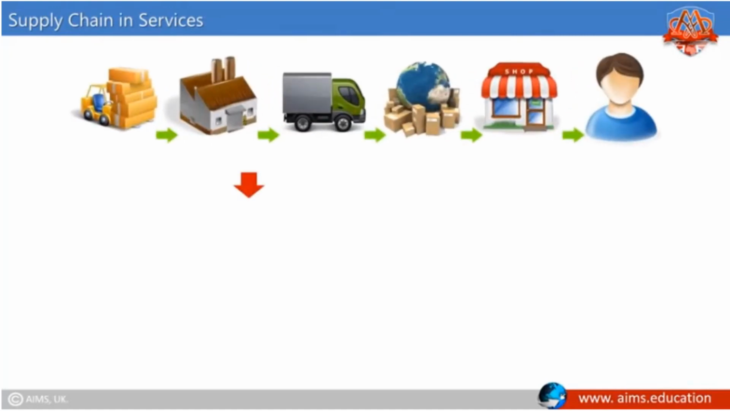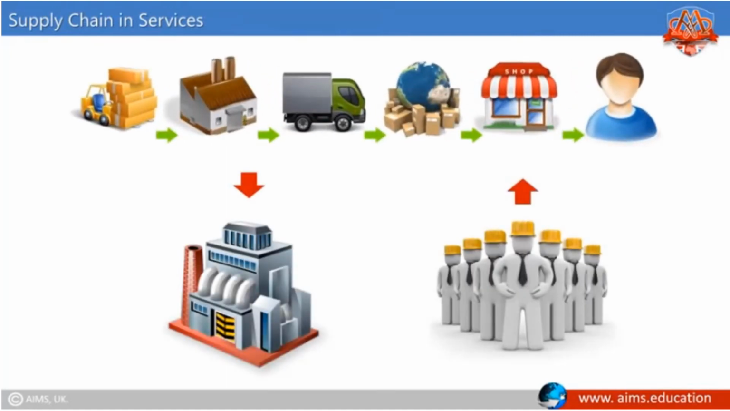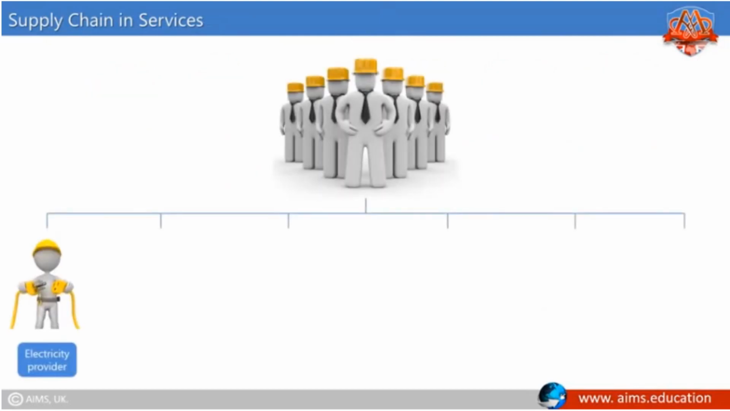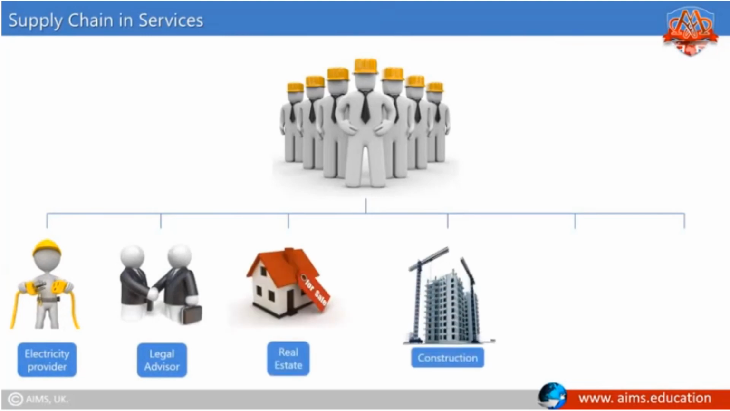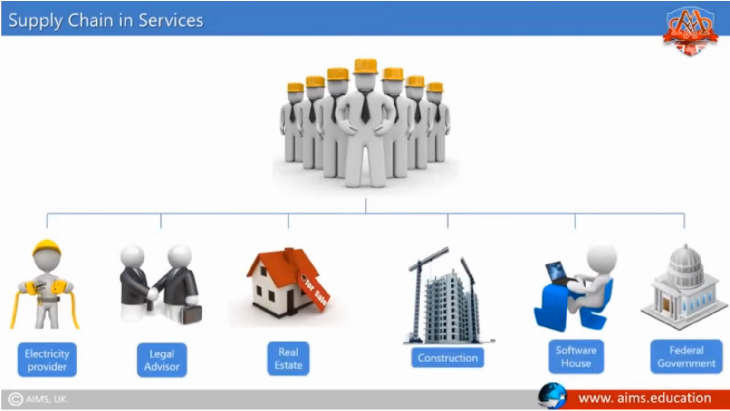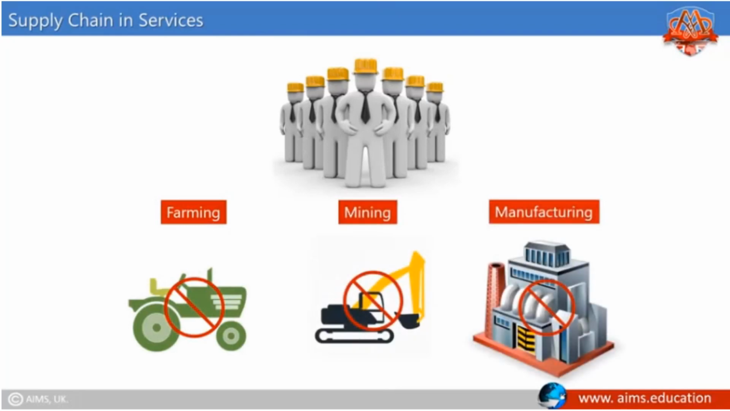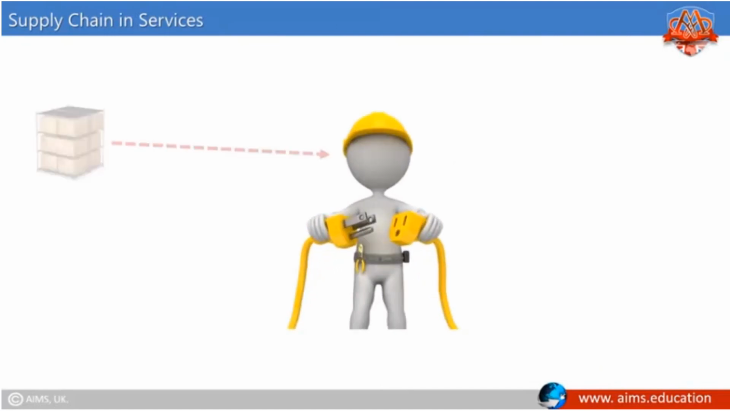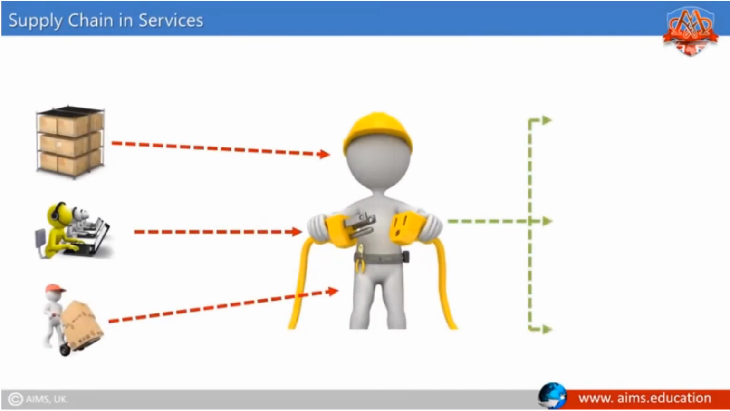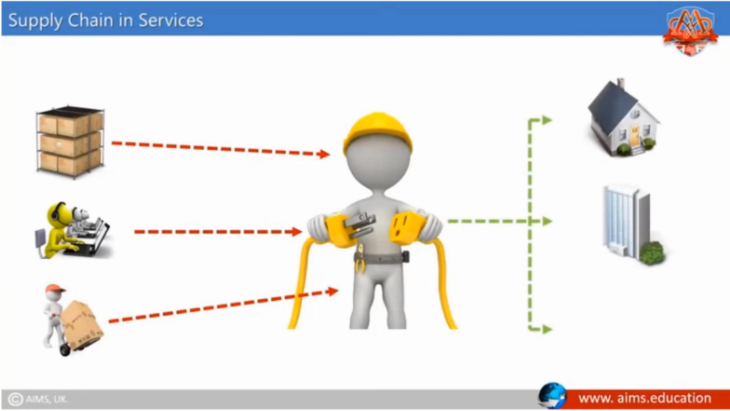Supply chain in services. Initially, the supply chain model was developed for manufacturing, but the service industry has supply chains too. A few examples of service industries are electricity provider, legal advisor, real estate, construction, software house, and even the federal government. In its broadest sense, service industries include all organizations except farming, mining, and manufacturing. The exhibit below illustrates the supply chain of an electric utility. It receives products, services, and supplies, and dispenses its services to home customers, commercial customers, and to other utilities.